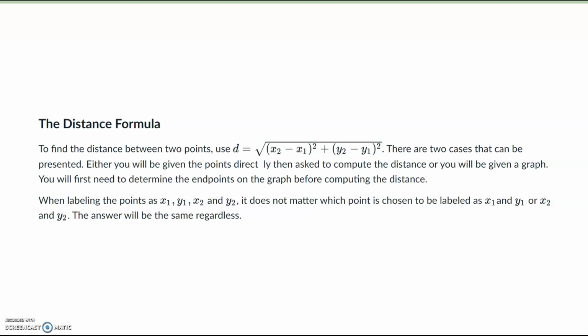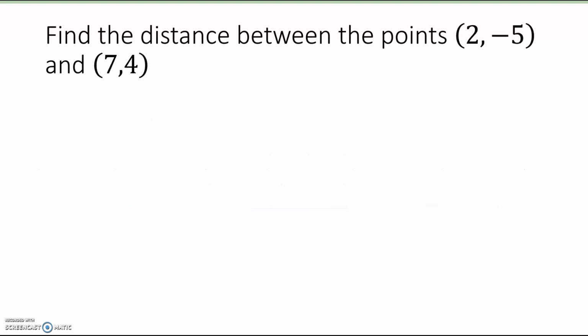Okay, so when you're labeling the points as x sub 1, y sub 1, x sub 2, and y sub 2, it does not matter which point you choose to label as x sub 1 and y sub 1, or x sub 2 and y sub 2. The answer is going to be the same no matter what. Okay, so what do I mean by that?